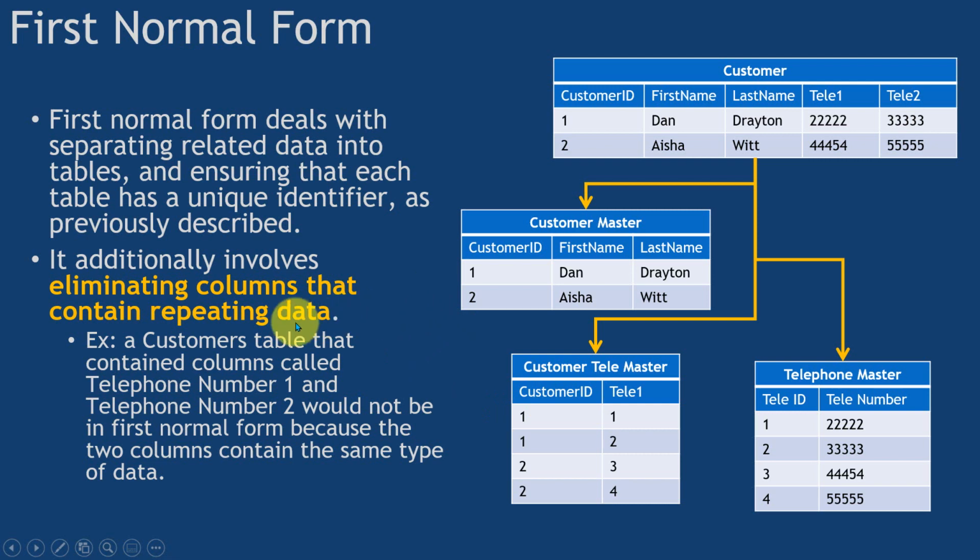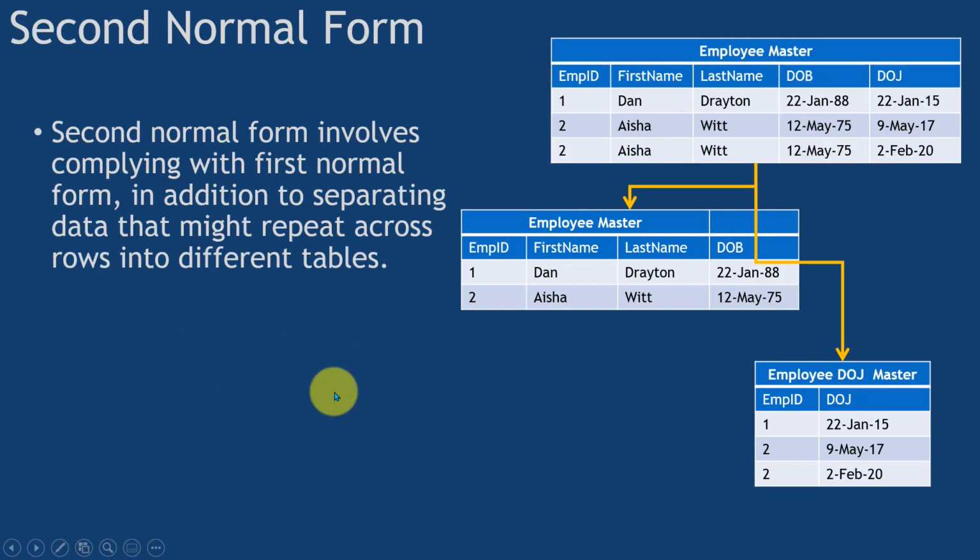When it comes to second normal form, the thumb rule is that if you want to adopt the second normal form, you have to follow the first normal form. And if you want to follow the third normal form, then you have to go through first, second, and only then apply the third normal form. That is the sequence of the process. The second normal form involves complying with the first normal form in addition to separating data that might repeat across rows into different tables. You didn't understand, right? Don't worry about that.